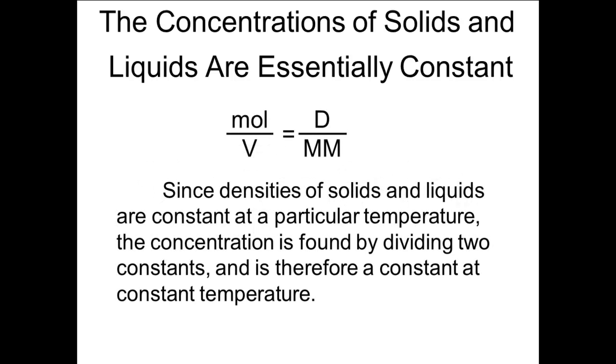The density of a pure solid or liquid is constant at a particular temperature. So this means that the concentration of a pure solid or liquid at a particular temperature can be found by dividing one constant, the density, by another, the molar mass. Therefore, the concentration of a pure solid or liquid is constant. So what is the effect of this on the equilibrium expression?